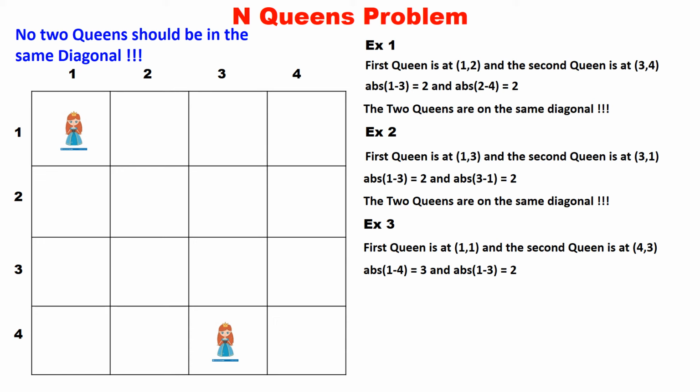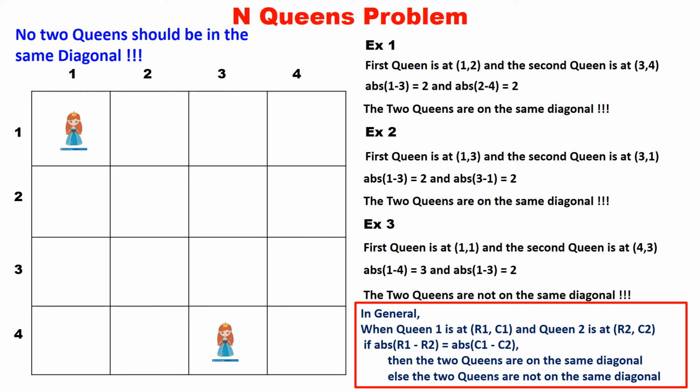So what is the difference between the rows? 3. The difference between the columns? 2. Are they equal? No, they are not equal. When they are not equal, it means the two queens are not on the same diagonal. The difference between the rows is not equal to the difference between the columns. It means the two queens are not on the same diagonal.